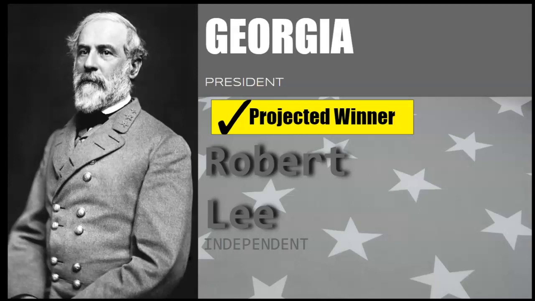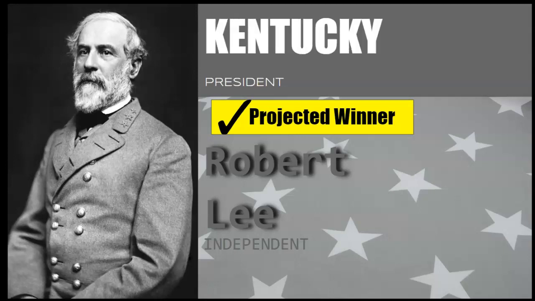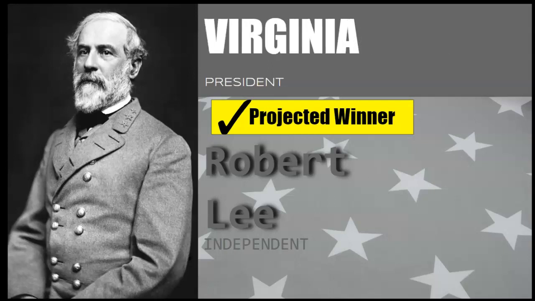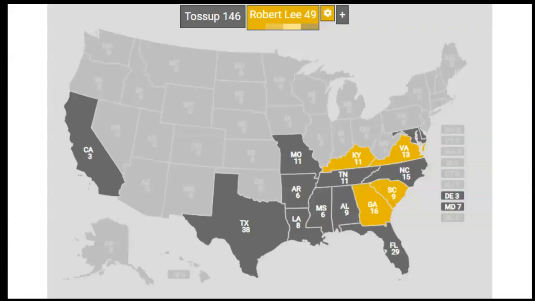But Robert E. Lee is the projected winner in the state of Georgia. He will go on to win the state of Kentucky. He will go on to win the state of South Carolina as well as the state of Virginia, sweeping all four states. And here's the current electoral map so far. Robert E. Lee currently at 49 electoral votes.